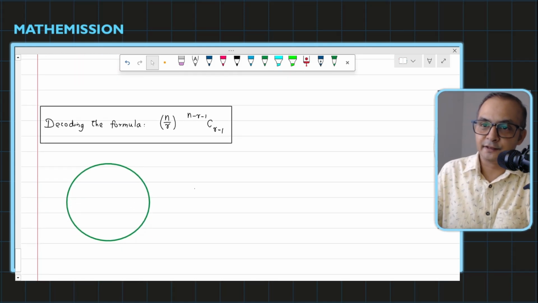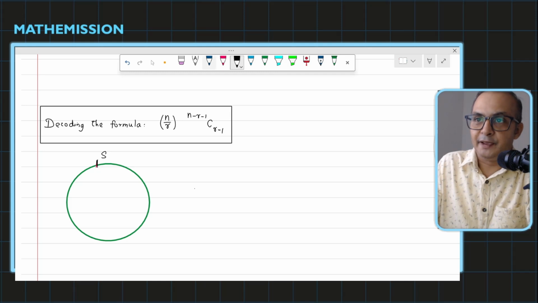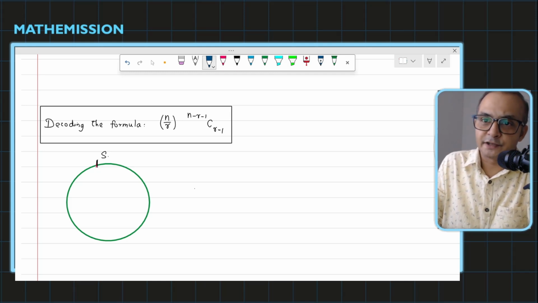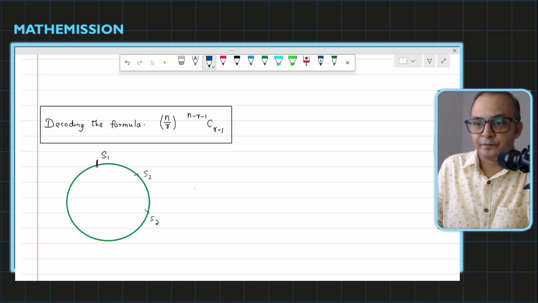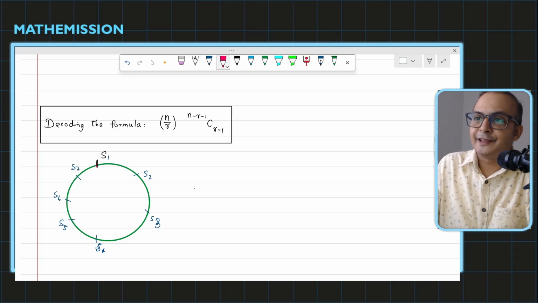We have to think in a different way. What is a different way? Suppose I have already placed those choices of stations. Suppose I have station 1, station 2, station 3, station 4. Let me put all of them: S5, S6 and S7. So here again, a similar scenario.